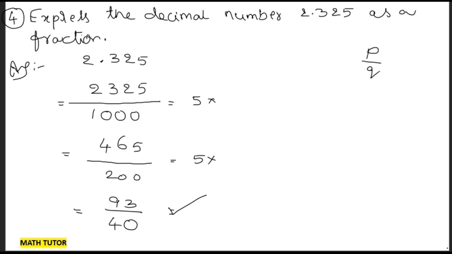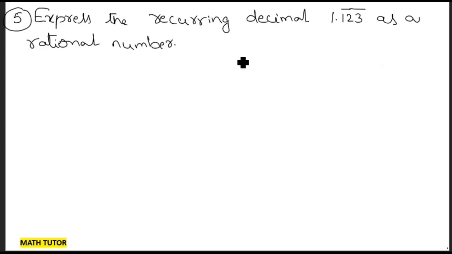Okay, let's move on to fifth question. Express the recurring decimal 1.123 as a rational number. So what is this line on the top of? So 1.123 is the recurring decimal. So decimal places whatever are there keep repeating, 1 2 3 1 2 3 and so on. It keeps repeating, there is no end. So that's what we call as a recurring decimal. So how can you represent this recurring decimal as a fraction, as a rational number?